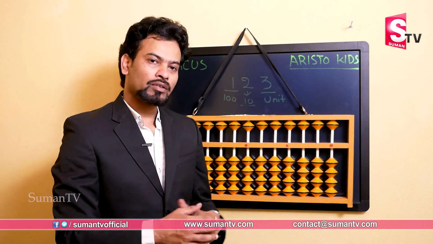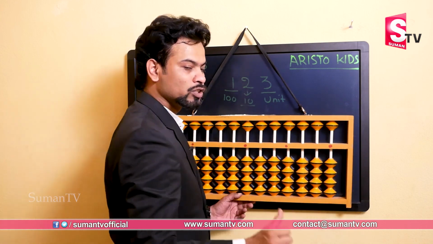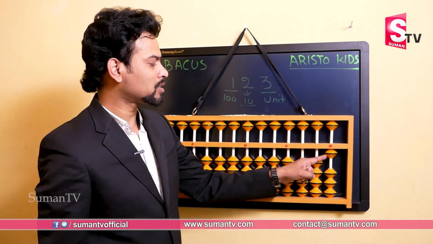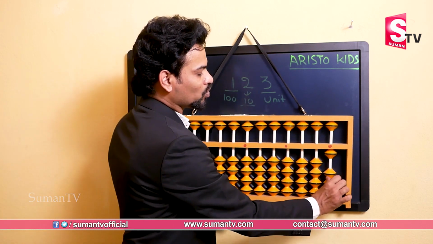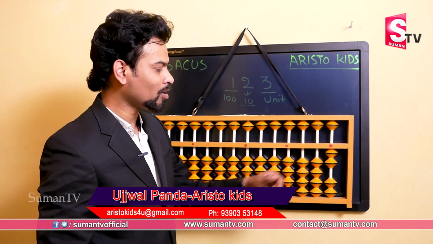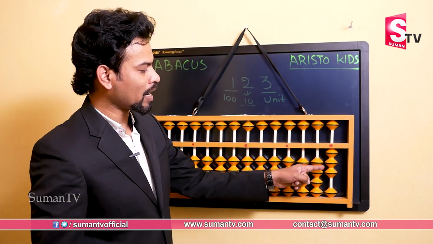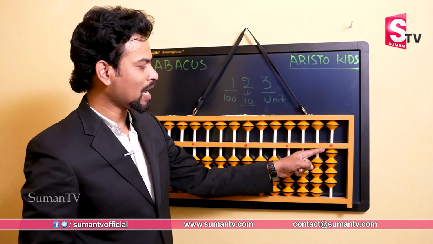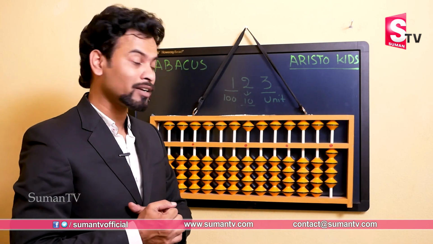Now let's start the calculation. Suppose the shopkeeper uncle gave you 1 chocolate. We will use this thumb to give this chocolate. Now 1 chocolate is touching you, so you have 1 chocolate. Now the shopkeeper uncle is giving you 1 more chocolate. So you have 1 chocolate and added 1 more, so you now have 2 chocolates. He gave you 1 more, so 2 and 1, that is 3. He gave you 1 more chocolate, so now you have 1, 2, 3, 4 chocolates.